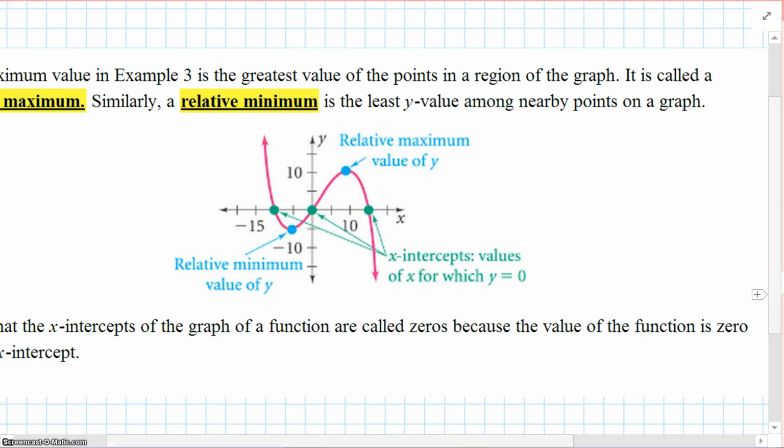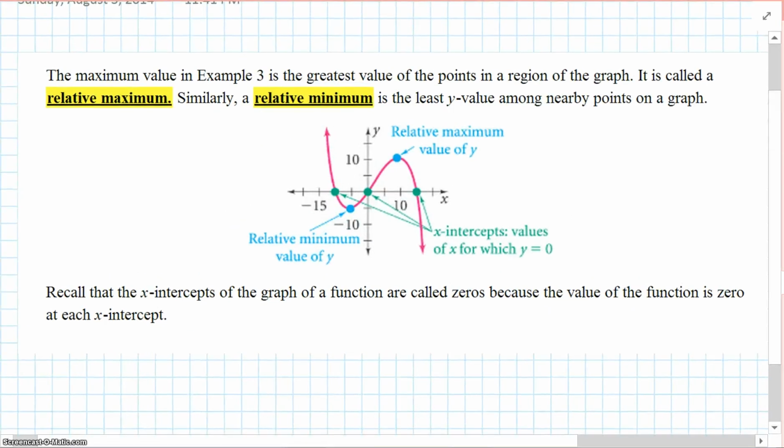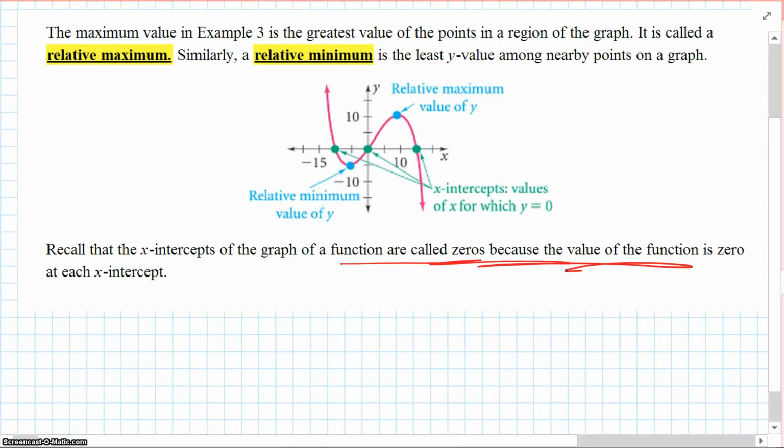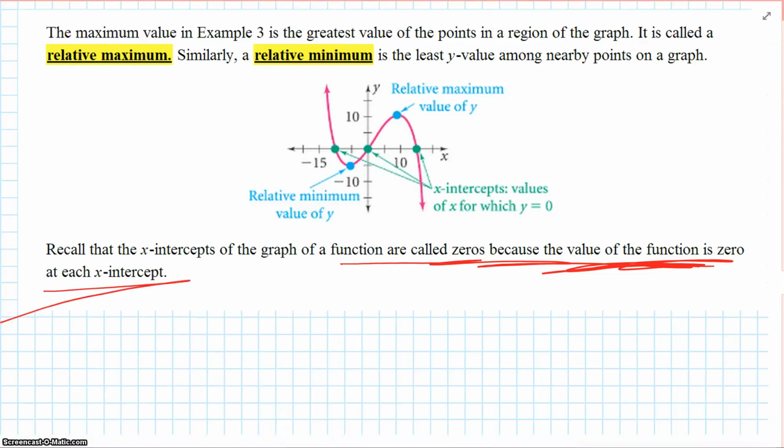All right, and then don't forget, the x-intercepts of the graph of the function are called zeros because the value of the function is zero at these x-intercepts, okay? That's it for the first part of chapter 6.2.